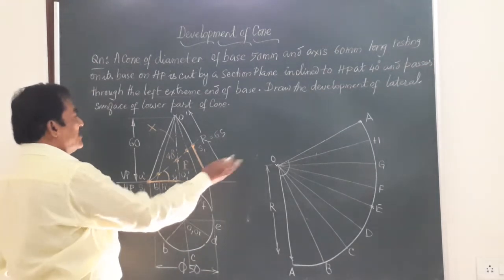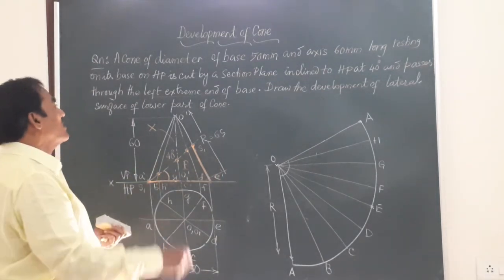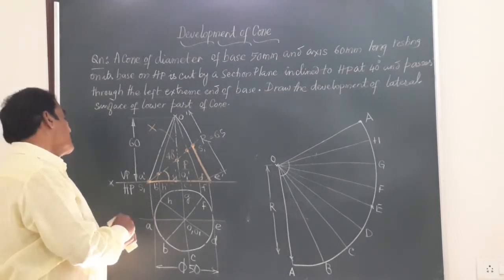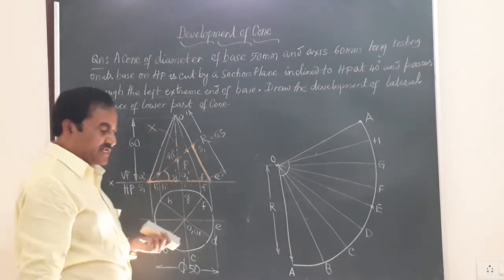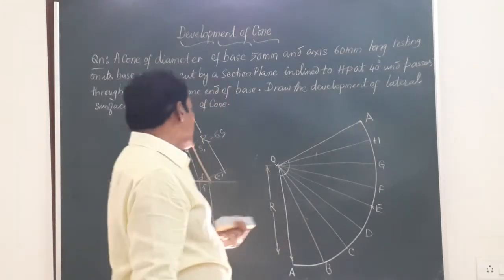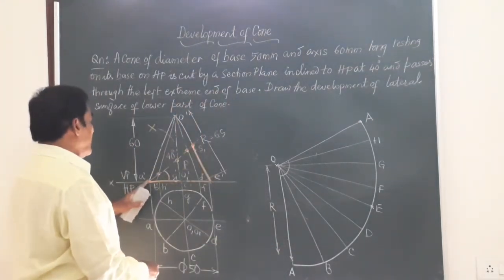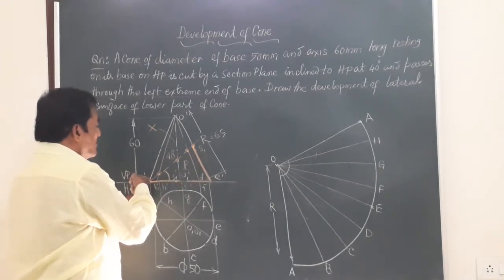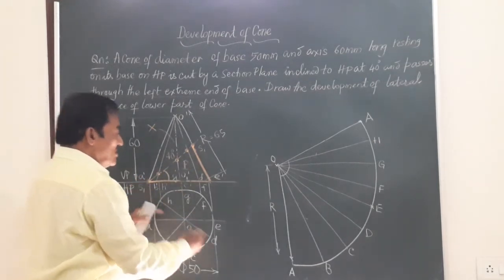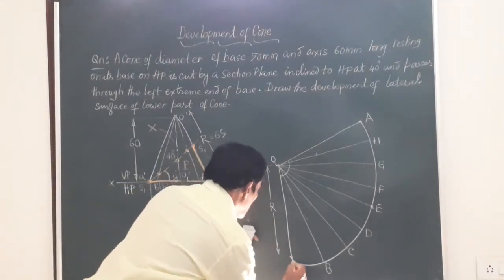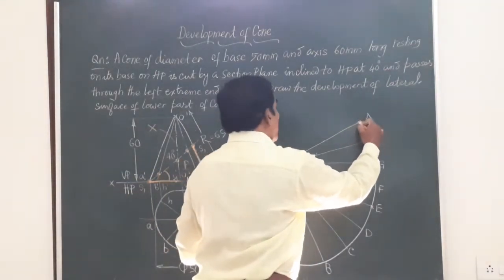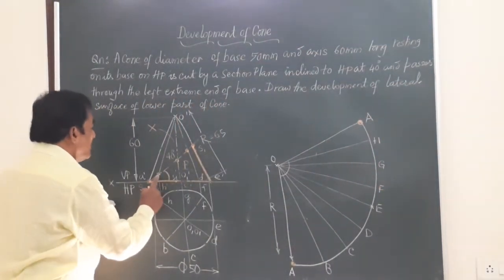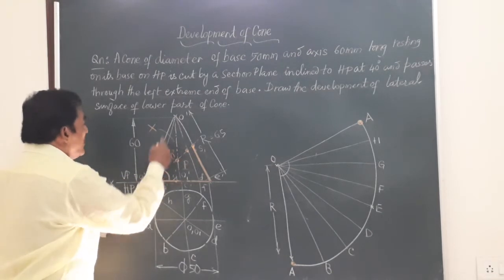Friends, after getting this development of the whole cone, let us mark the points where the section plane or the cutting plane is cutting the solid. Let us start from this last point, that is A dash. The section plane is passing through A dash, one of the end points of the bottom face. So I will mark here a point A, another point here, because when you fold them together, A and A should come together.